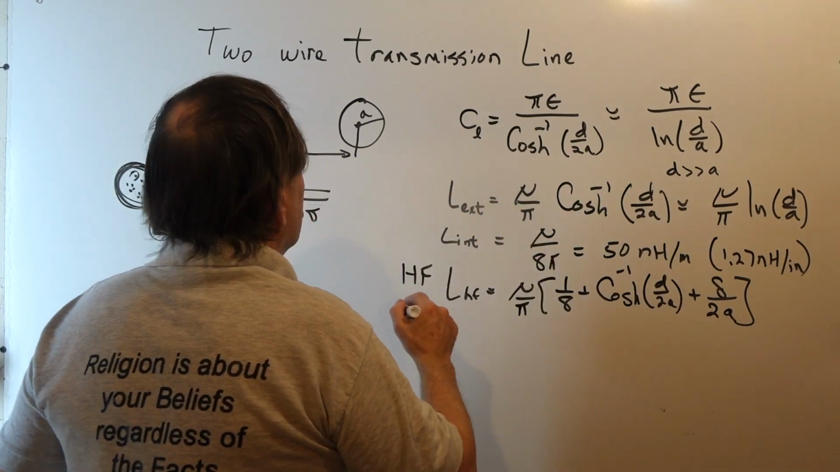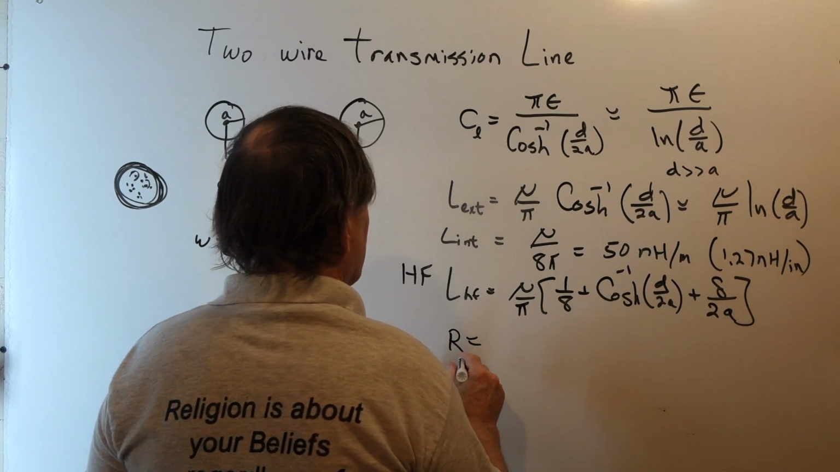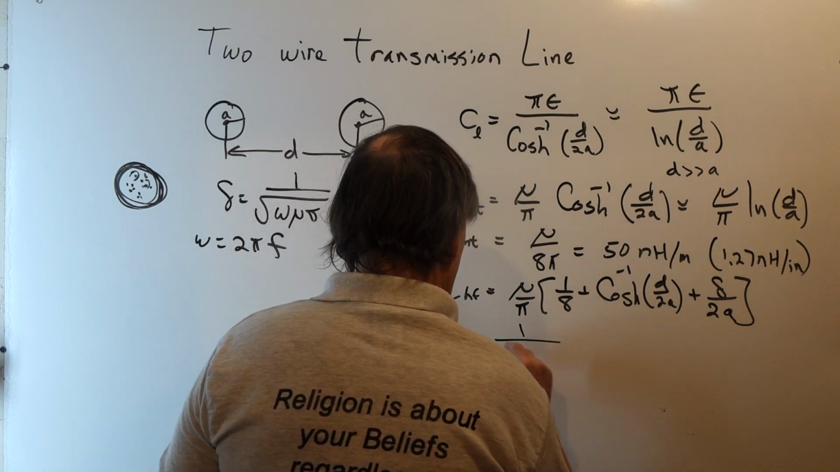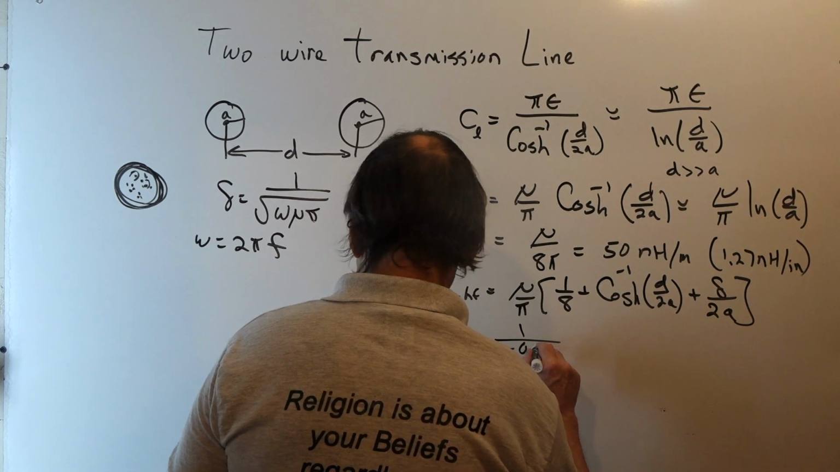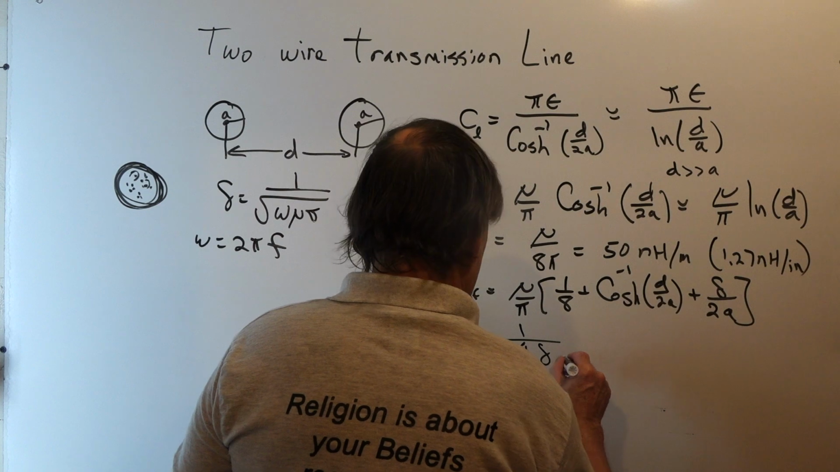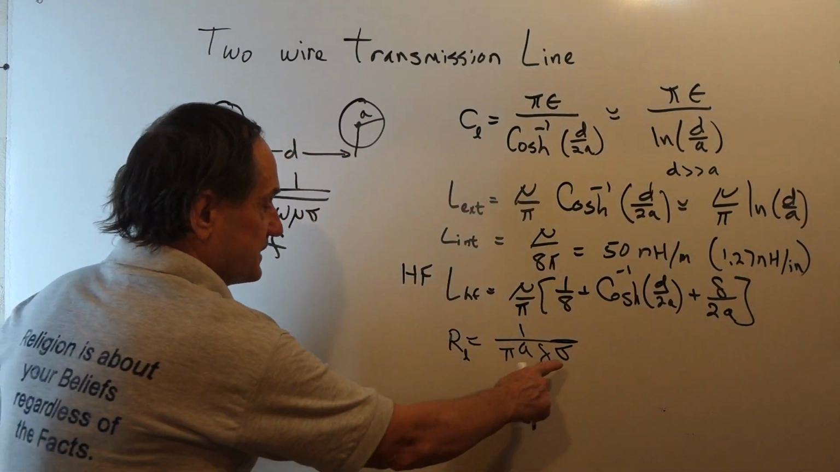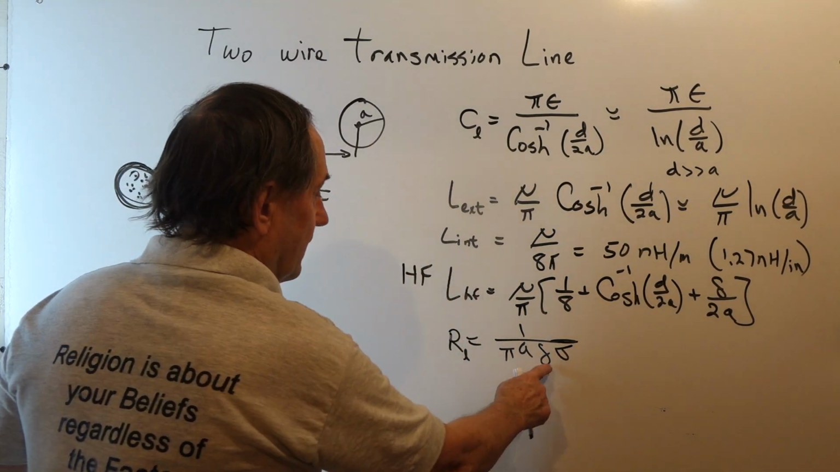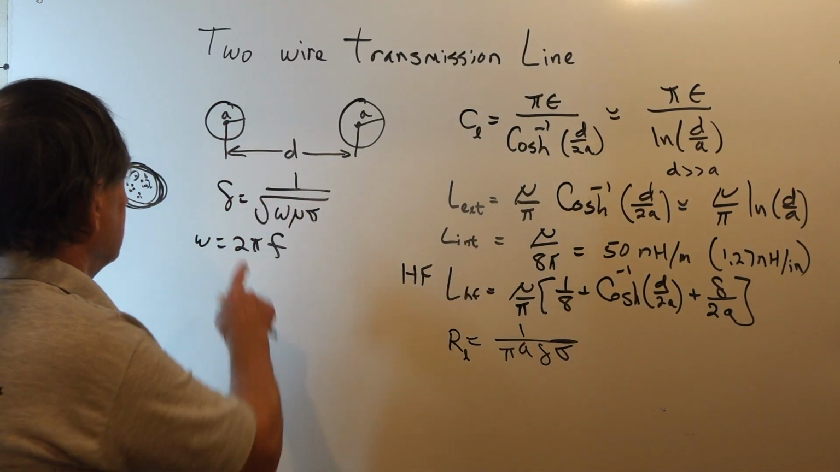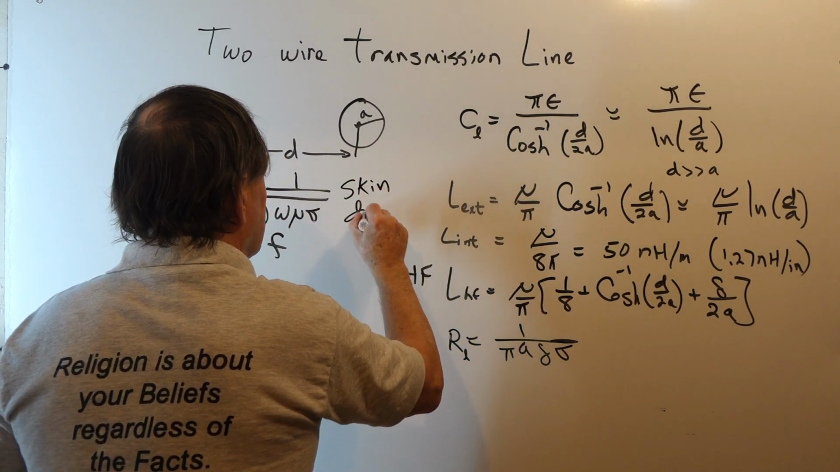Now, another important value is the resistance per unit length, which is 1 over pi a delta sigma, where sigma is the conductivity of the conductor, and again delta is the skin effect. This is called skin depth.